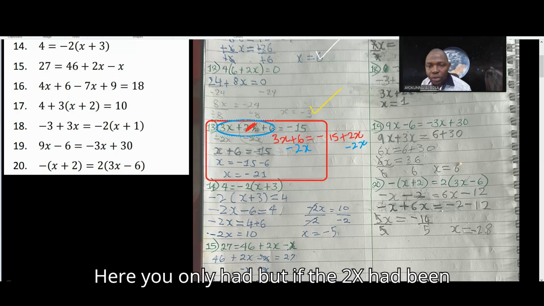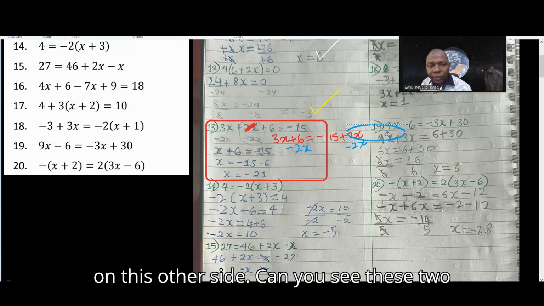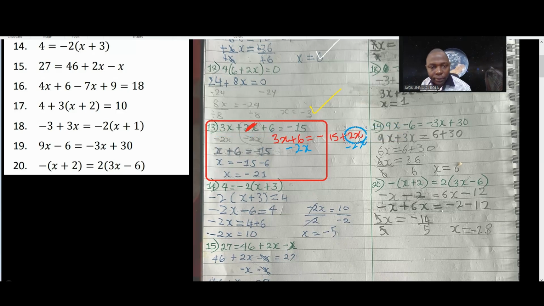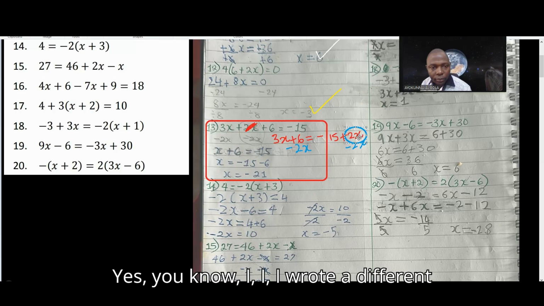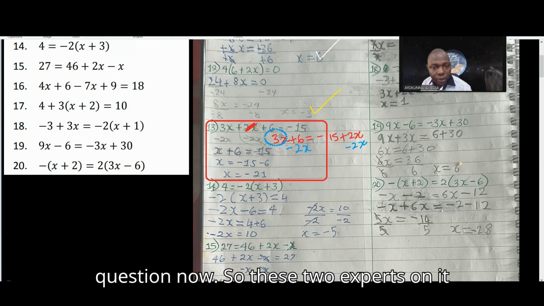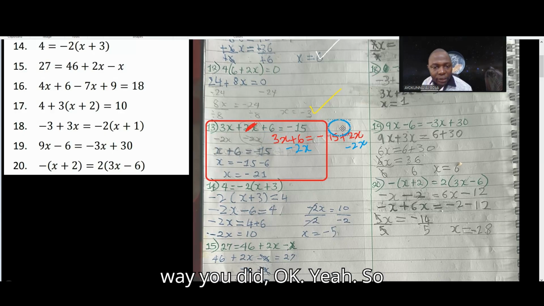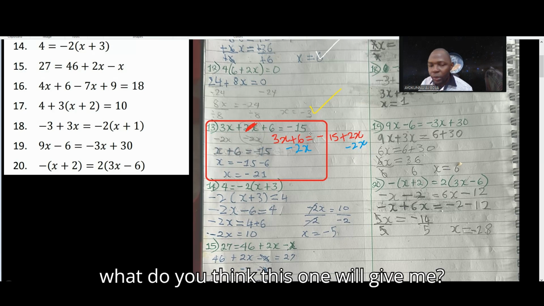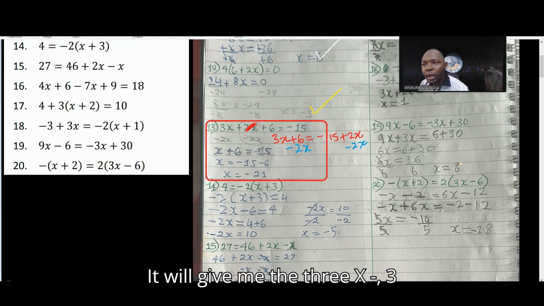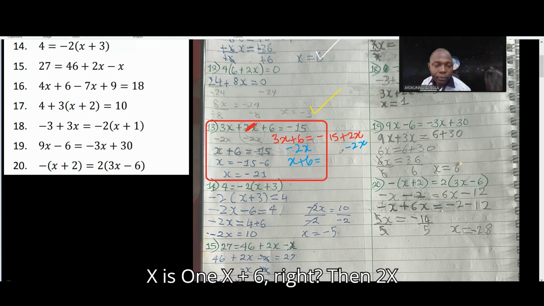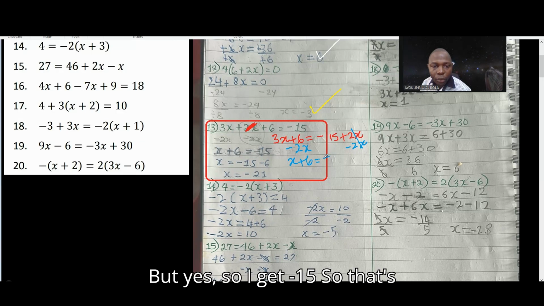But if the 2x had been on this other side, can you see this 2x? Yes. I wrote a different question now. So this 2x was on it. Then it's right for you to subtract the way you did. Okay? So what do you think this one will give me? It will give me the 3x minus 2x is 1x plus 6, right? Then 2x cancels 2x here, right? So I get negative 15.